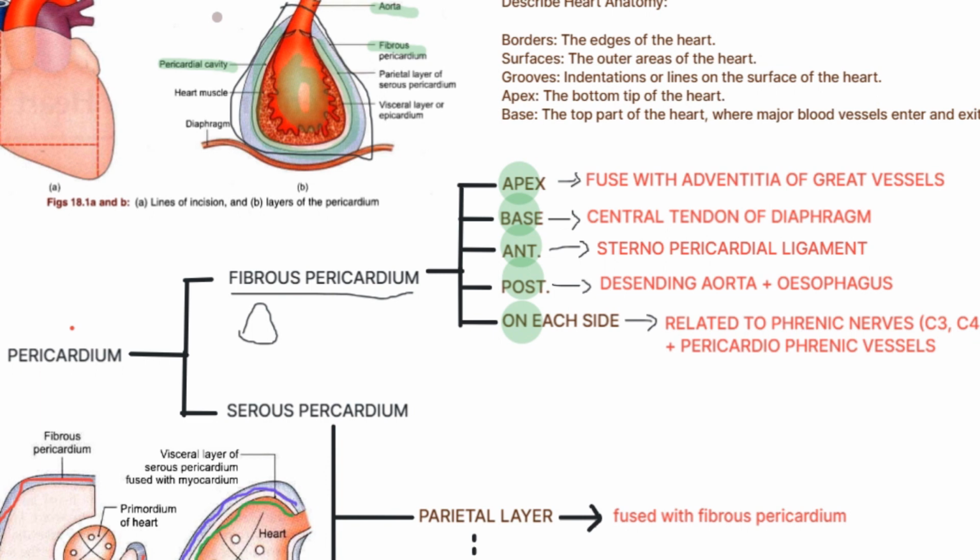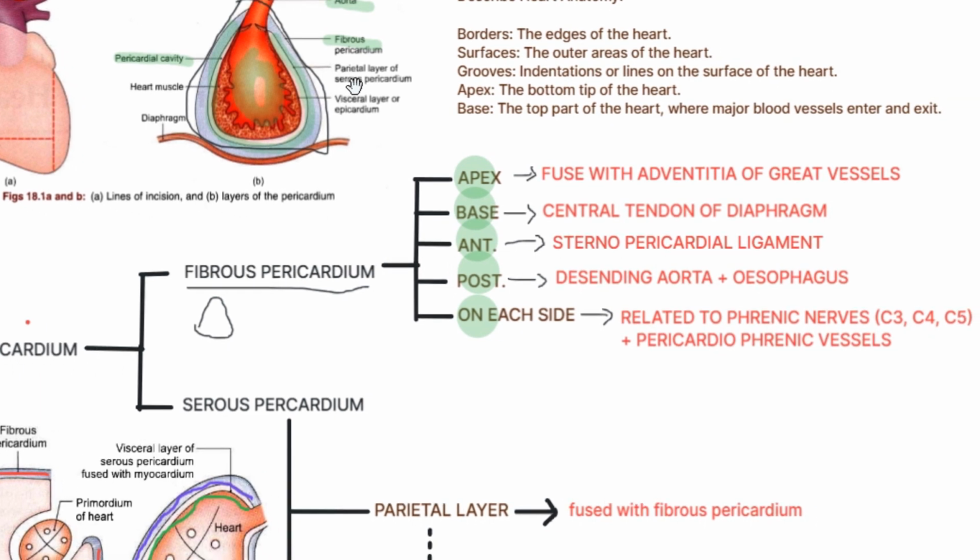Then on each side you will find the structures related to the phrenic nerves, like your C3, C4, C5, and your pericardiophrenic vessels will also be present. So on each side it is related to your mediastinal pleura, the mediastinal surface of the lungs, phrenic nerves, and pericardiophrenic vessels. So these are the most important part to remember, that you will find on each side of fibrous pericardium your phrenic nerves and your phrenic vessels.